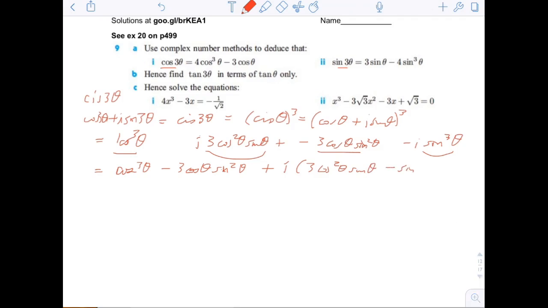minus sine cubed theta. Now, how about if we use the Pythagorean theorem? Sine squared plus cosine squared equals 1, and then we'll replace sine squared equals 1 minus cosine squared. So we'll put cosine cubed theta minus 3 cosine theta, and instead of sine squared theta, we're going to put 1 minus cosine squared theta. And for the imaginary part, we're going to do the same, except we're going to replace cosine squared with 1 minus sine squared.